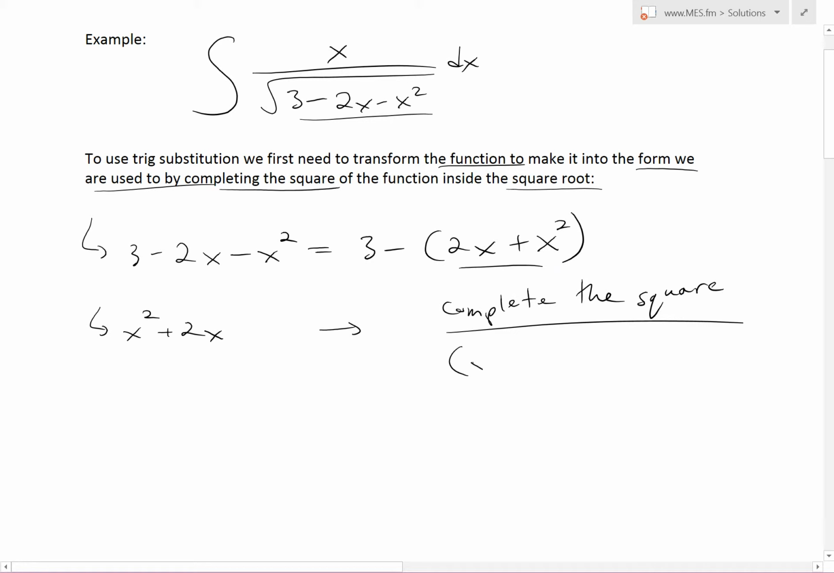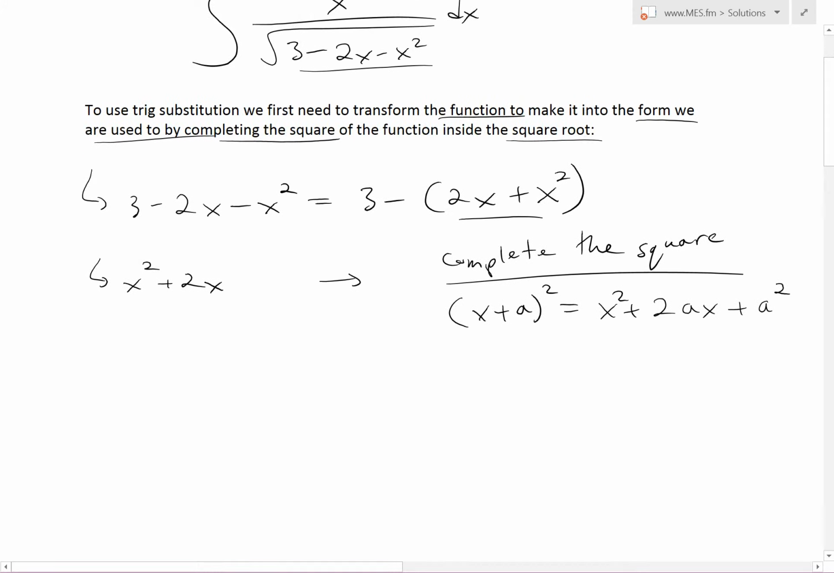Basically, if we had a function that looks like x plus a, squared, and we expand this out, this would equal x squared plus, well, this times a twice, so 2ax, and then a times itself, so a squared. So as you can see, when you expand this square, we get this.